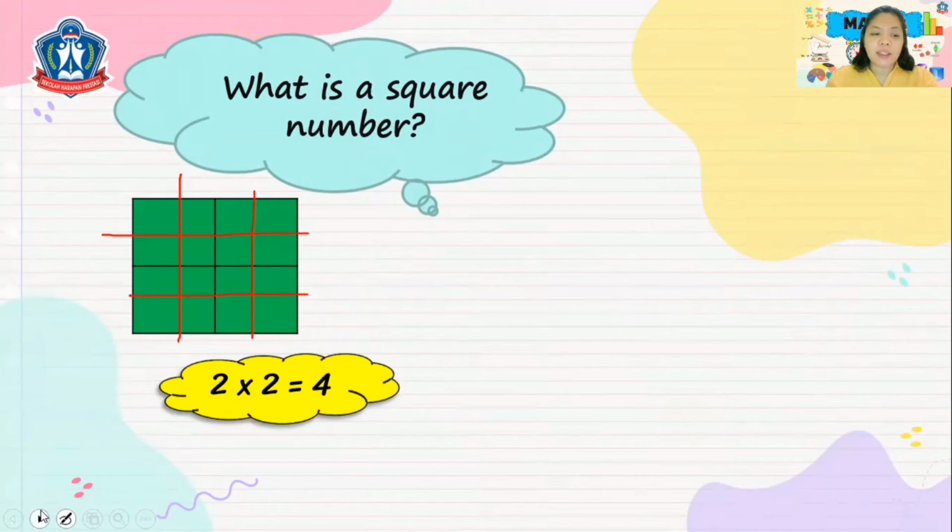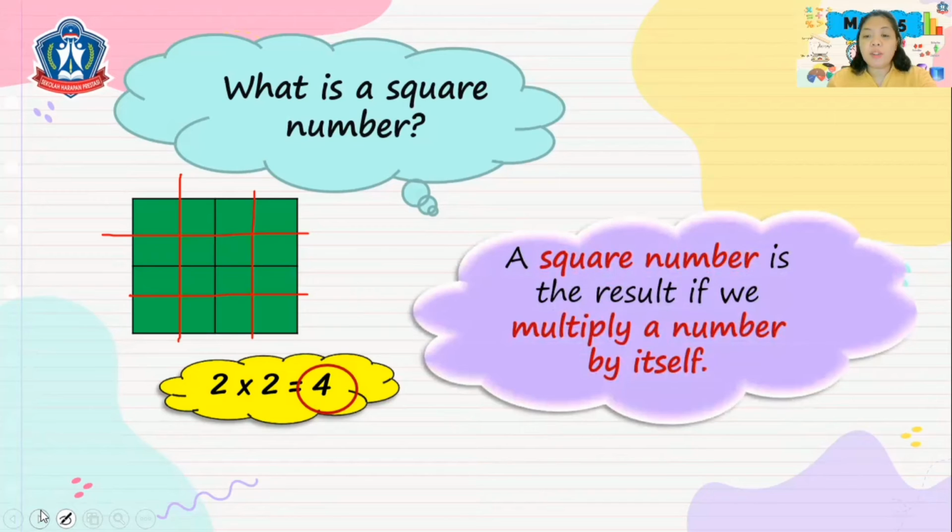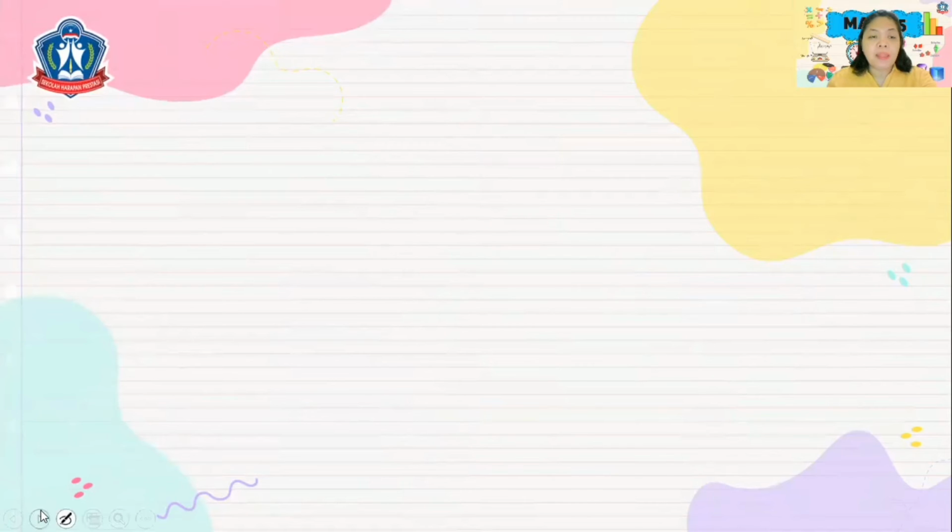This number 4, children, is what we call a square number. A square number is the result if we multiply a number by itself. So if we have number 2, and we multiply it by itself, which is 2, it will give us 4. And 4 is a square number. I have here another square number example. Take a look.